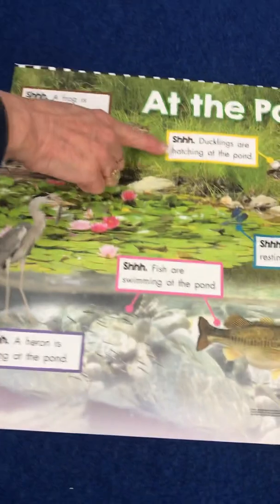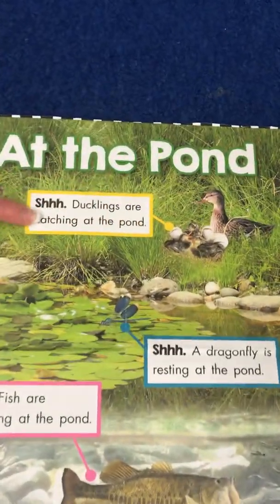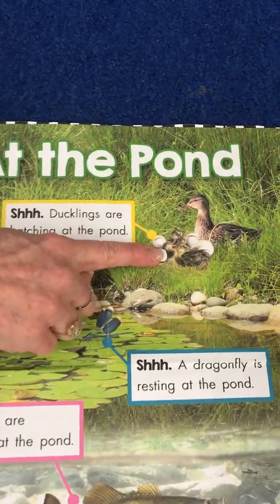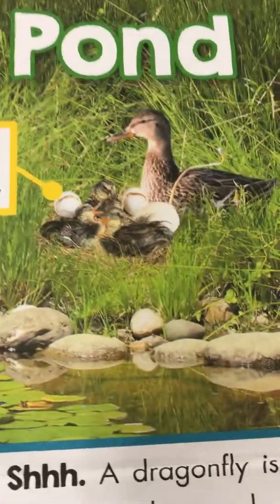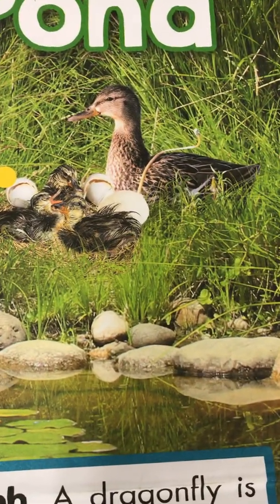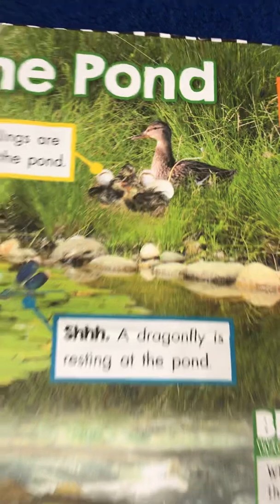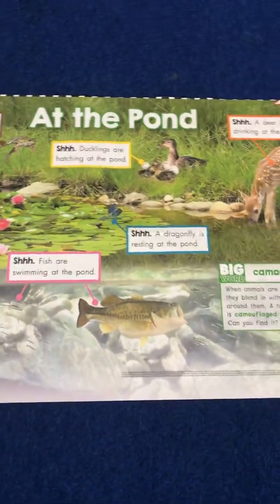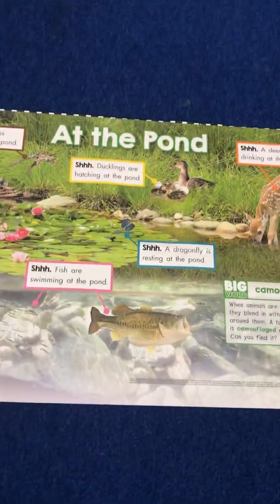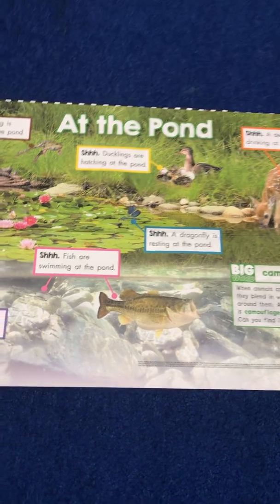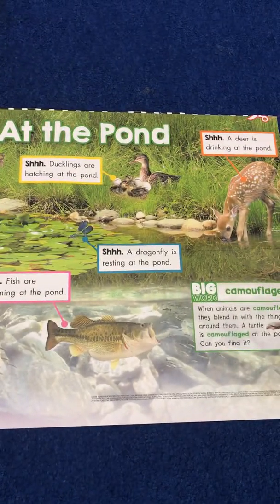Here's another label that tells us about this picture. What do you see? It's a bird, isn't it? With a nest and babies. Shh. It says ducklings are hatching at the pond. So many signs of new life at the pond in the springtime.